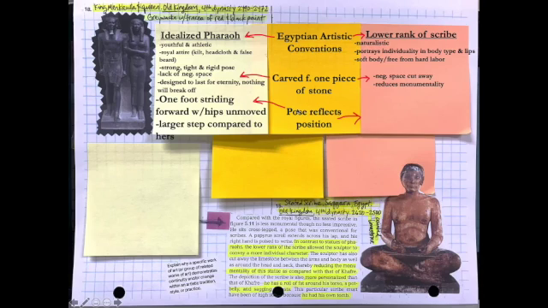All right, the pose, the position that they're in, their gesture reflects their position in society. So King Mankaura has one foot striding forward, like he's walking, except his hips are not reflecting that movement at all because he's supposed to be tight and strong and firm.